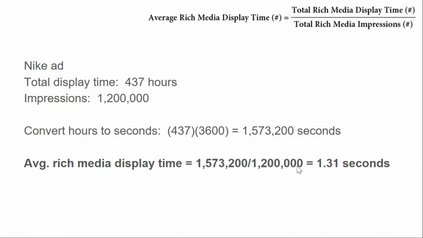So on its face, that's not a very good number. But if you dug deeper into that, you might find that a certain percentage are on the ad for a minute, or 30 seconds, or a minute and a half, which would be a lot, which would actually be considered very good. So 1.31 on average is bad, but again, you could have a lot of people who just totally skip the ad. That brings that average number down.